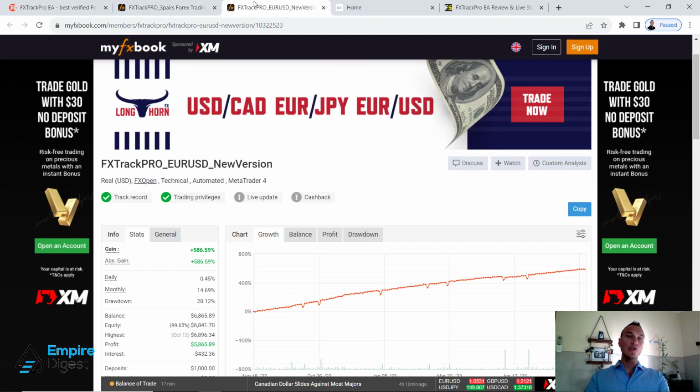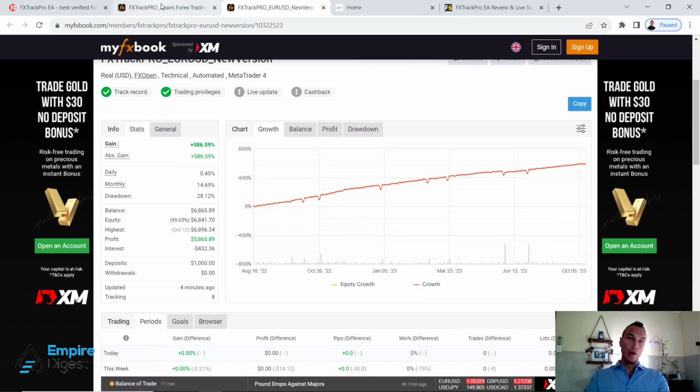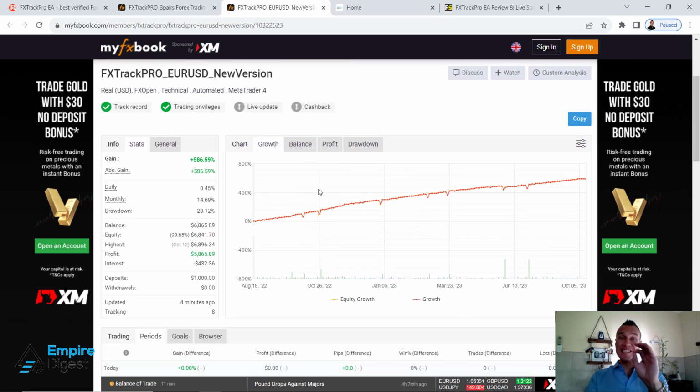I'm not going to go into both. I just want to share both of the pairs with you that FXTrack Pro do share with us. And in this case, this is the Euro USD version, the standard one, and the growth is also looking phenomenal. The graph is looking more consistent.